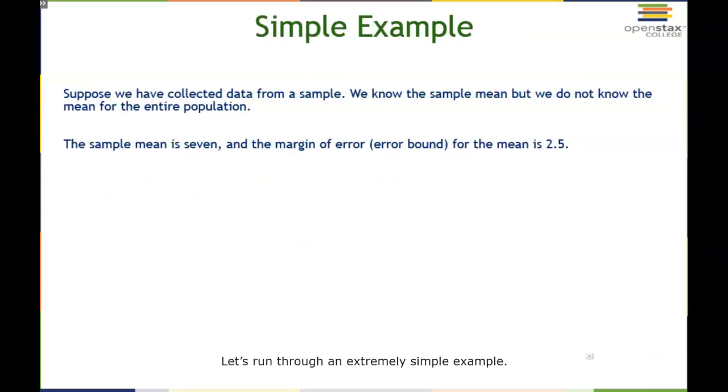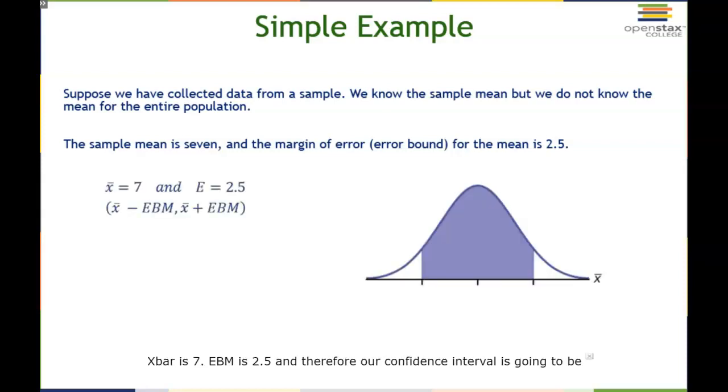Let's run through an extremely simple example. Suppose we have a collection of data from a sample. We know the sample mean, but we do not know the mean for the entire population. I'm going to give you the sample mean. The sample mean is 7. I'm even going to give you the margin of error based on a 95% confidence level, and I'm going to say this margin of error is 2.5. X bar is 7. EBM 2.5.